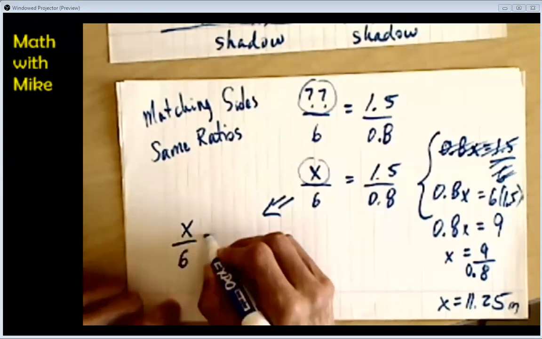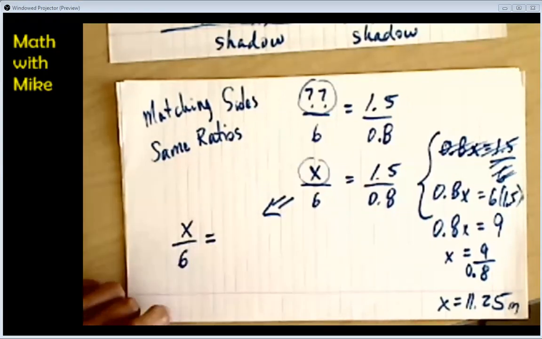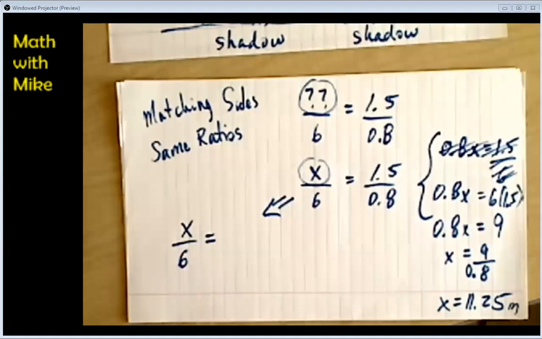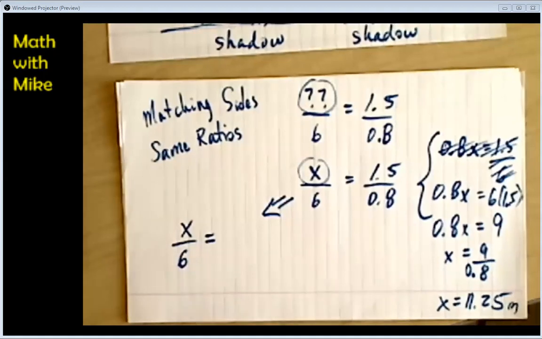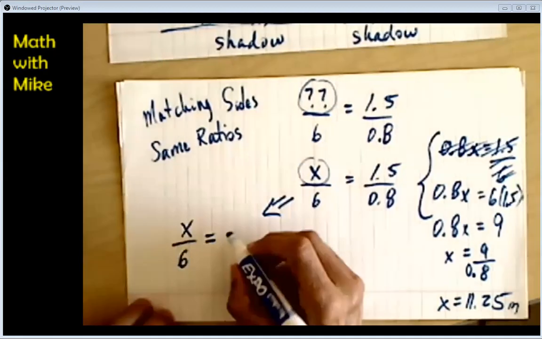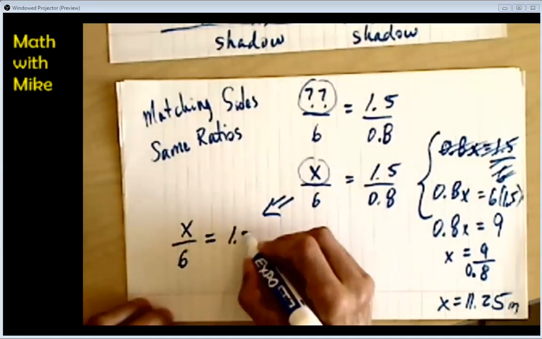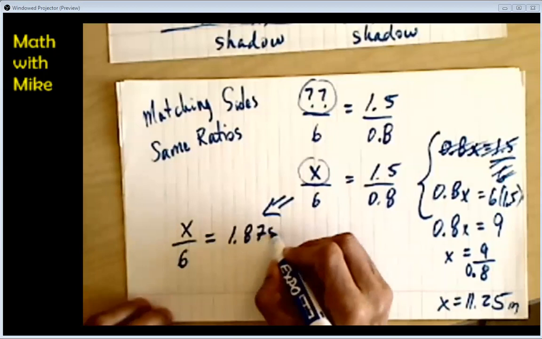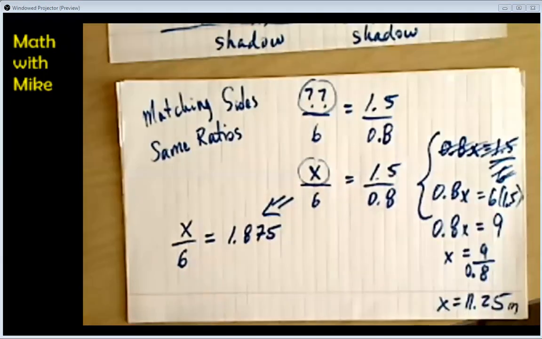X over 6 is equal to, what's 1.5 divided by... 1 point something. I think it's more than that. Yeah, punch it all into your calculator and you get this side being 1.875. Okay, that divided by that.